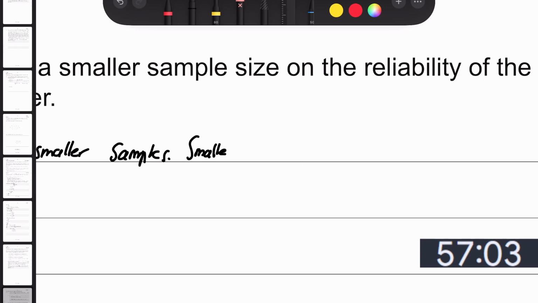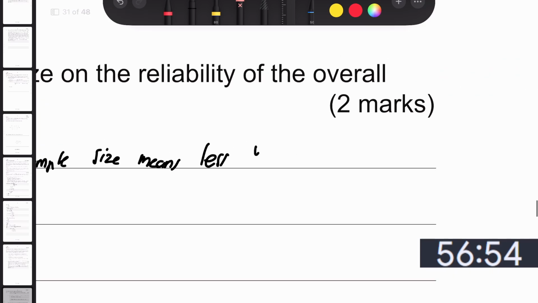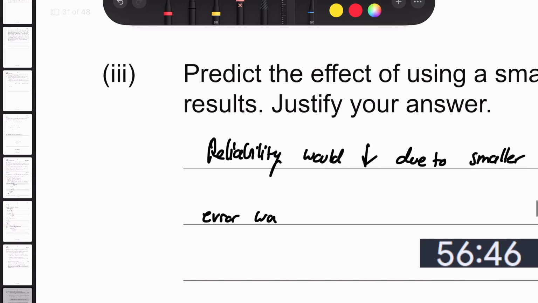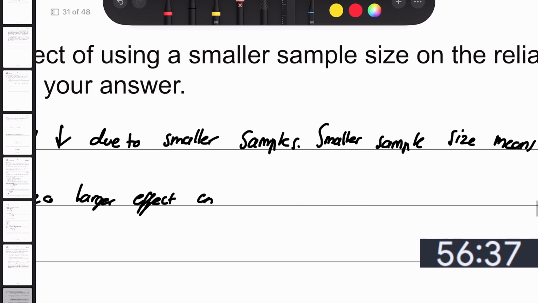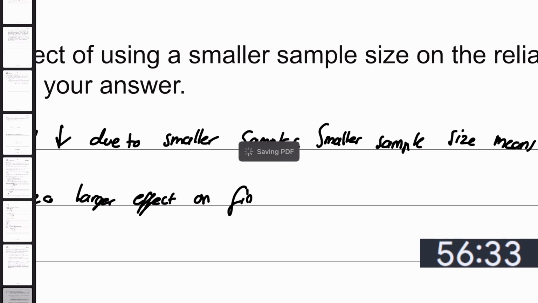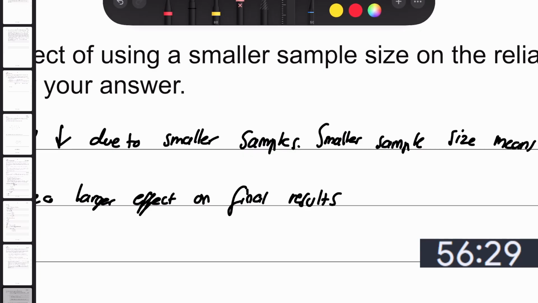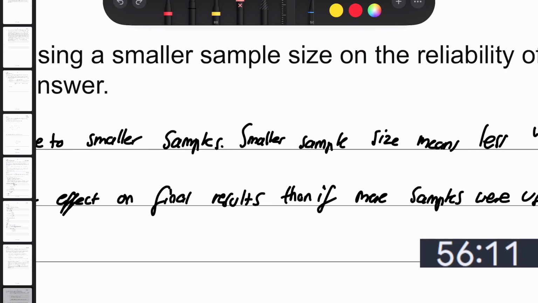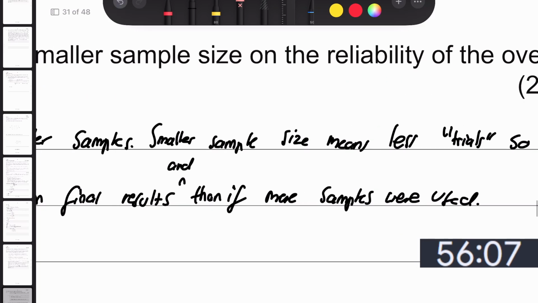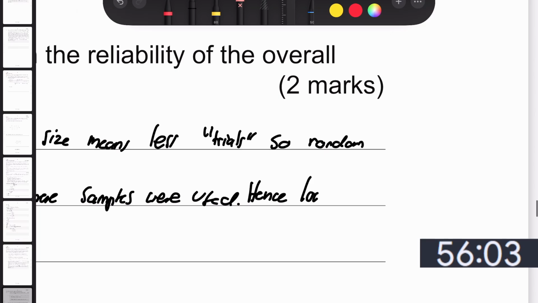A smaller sample size means fewer trials, so random error would have a larger effect on the final results, and if more samples were used, on the final reliability. And hence, lower reliability.